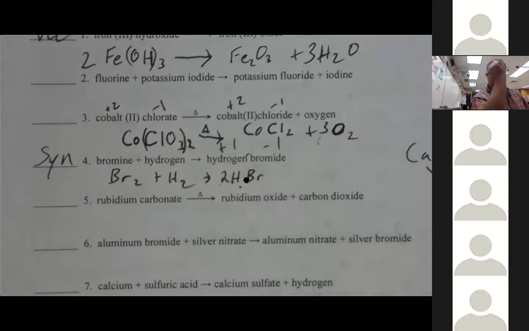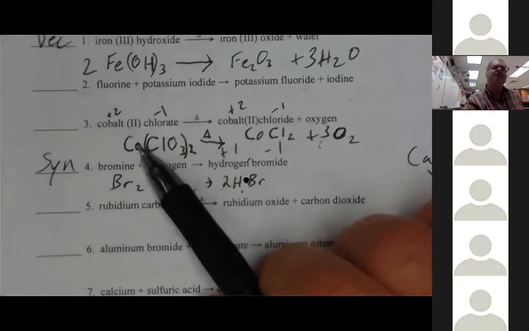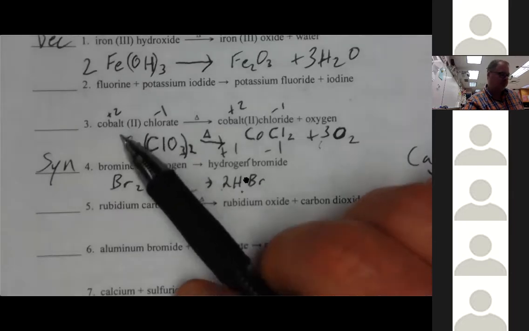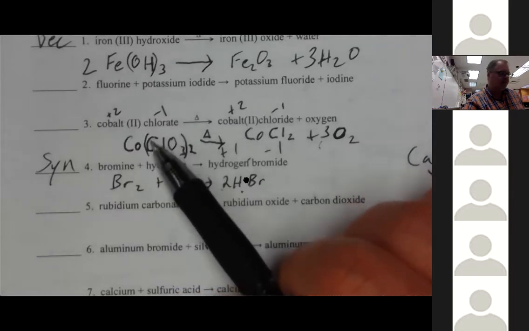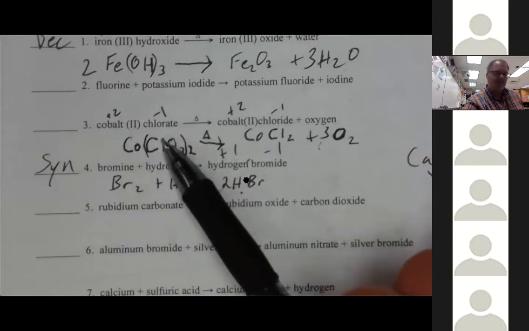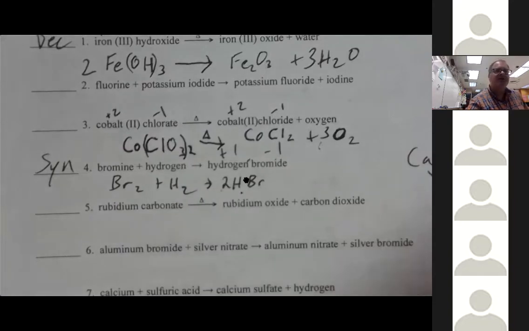The key thing here is how many reactants do we have? It says +2. But how many reactants do we have? 1. And what's the only reaction type that has 1 reactant? Decomposition. There we go.